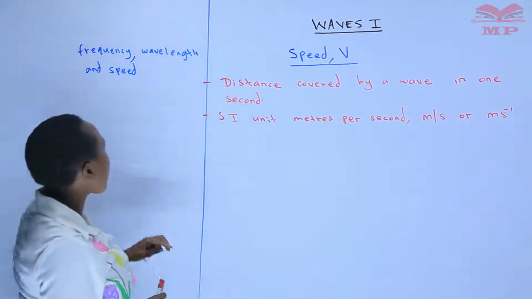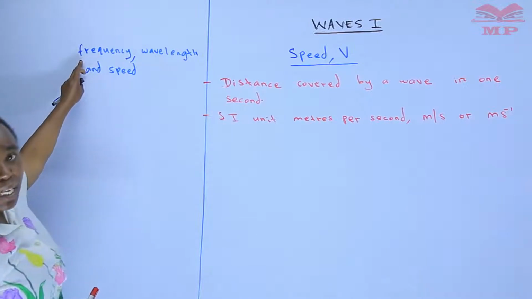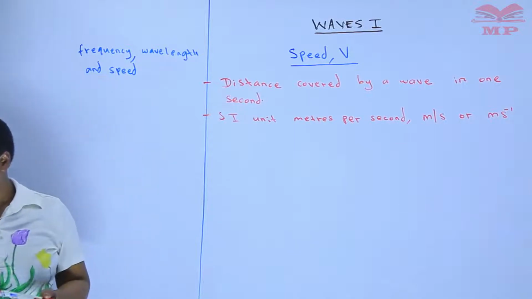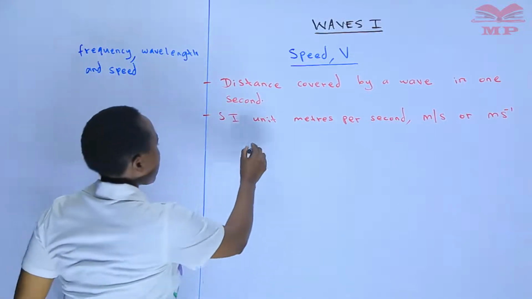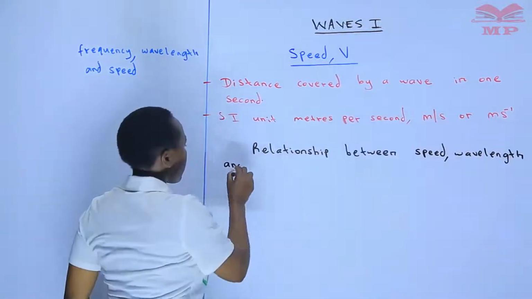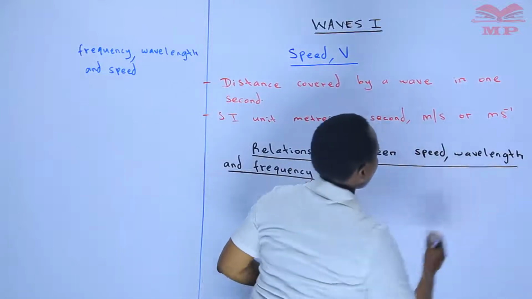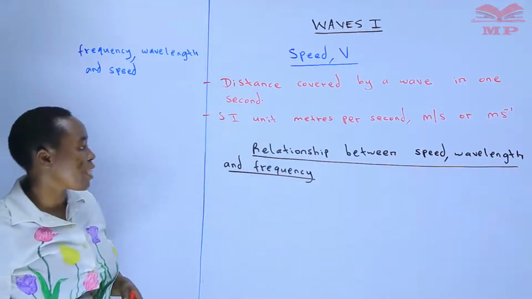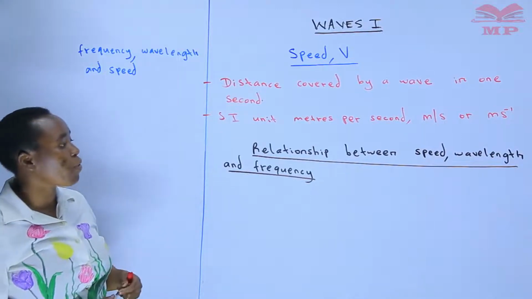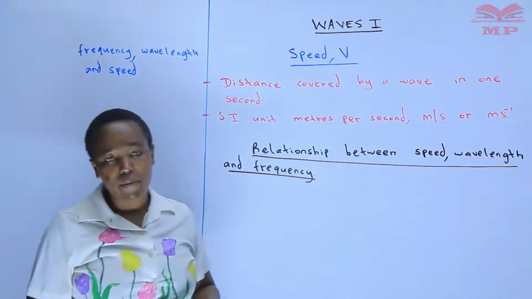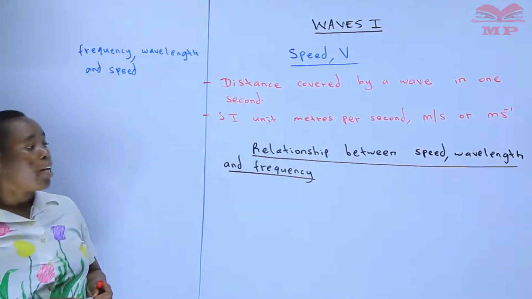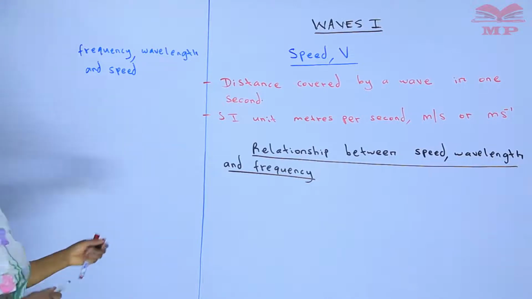So I want us to move ahead and look at the relationship that exists between frequency, wavelength, and the speed of a wave. Relationship between speed, wavelength, and the frequency. Remember, we are in waves, so we are talking about the speed of a wave, the wavelength of a wave, and then the frequency of a wave. And here we are going to consider that the period of a wave is T.